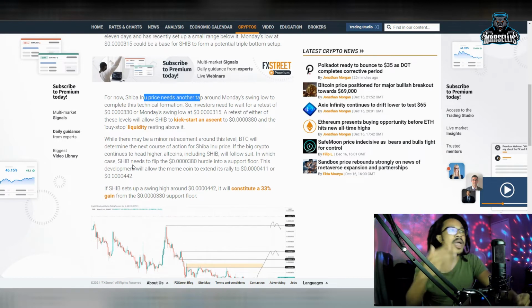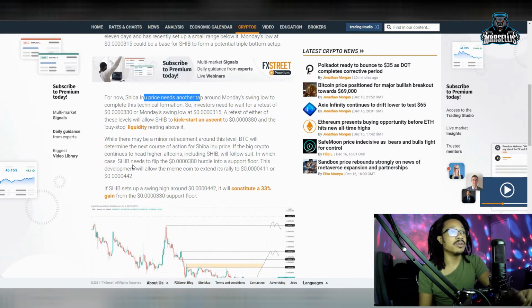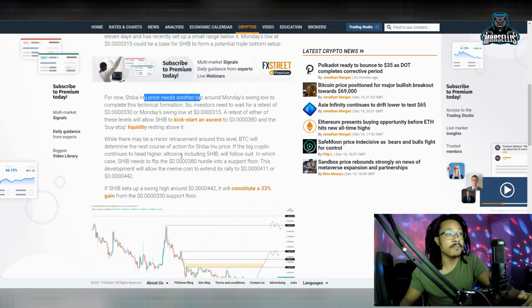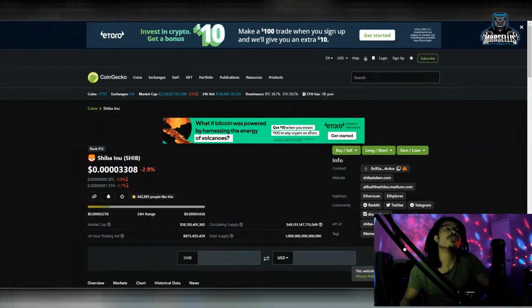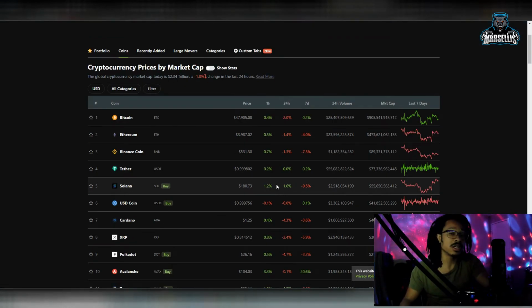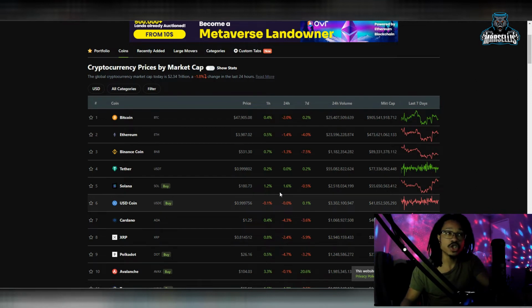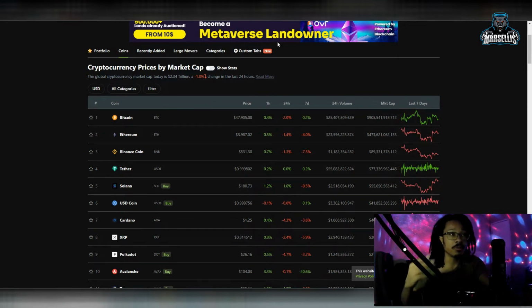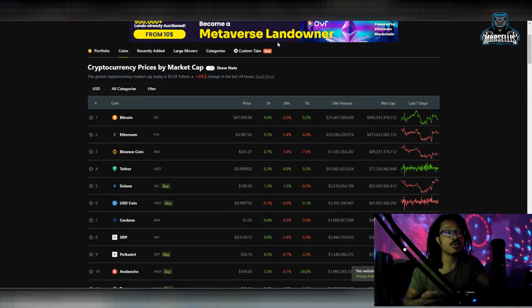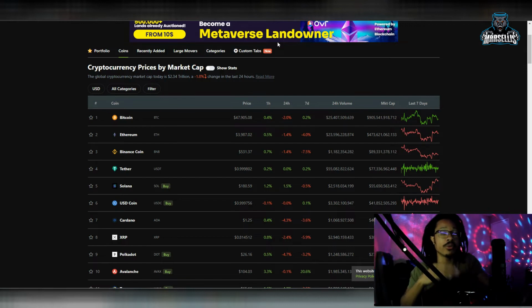Now, while there may be a minor retracement around this level, a minor retracement being down to 30 from 33, that will be the minor retracement they're talking about. BTC, which is Bitcoin, will determine the next course of action, like I was saying before. If we see Bitcoin and the overall broader crypto market starting to go down, that's going to tell us where we're going next. But right now we're unsure, because even for the last hour we're up 0.4%. For the last 24 hours, we're only down 2%. And for the last 7 days, we're only up 0.2%. So we don't necessarily know where we're going right now.